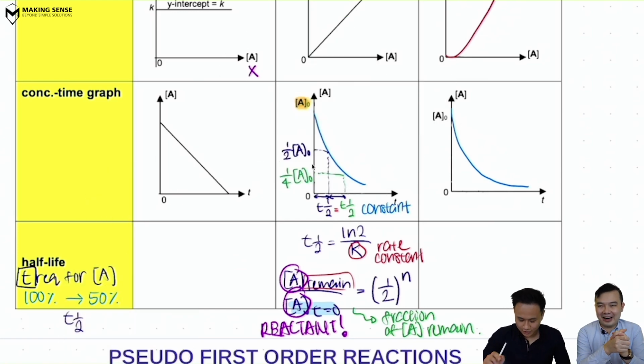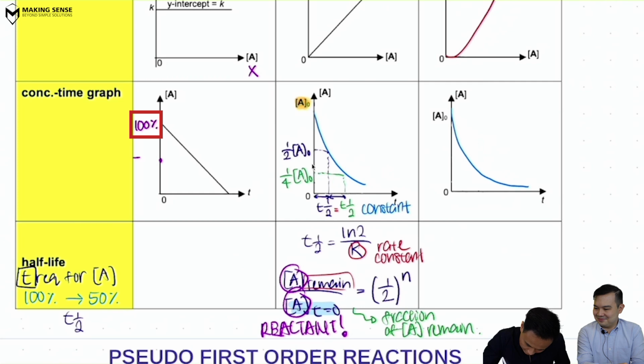Okay. Of course. Right. So if you look at the zero order, I'll do the same thing. Definition of half-life, the time taken for the initial amount of A, which is 100% in this case, to drop to half, which is 50%, or half A, up to you. So 50%.